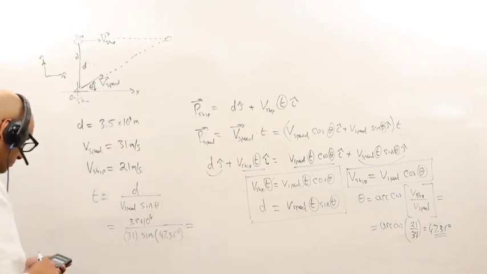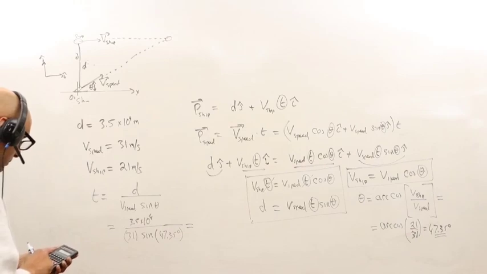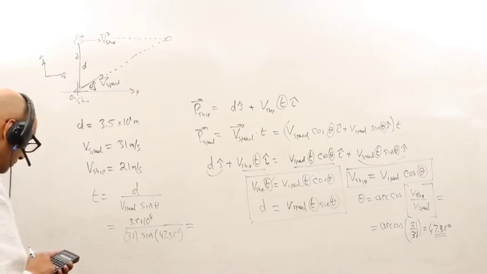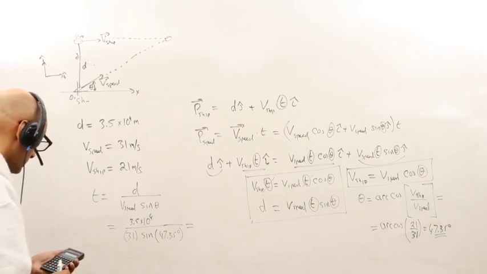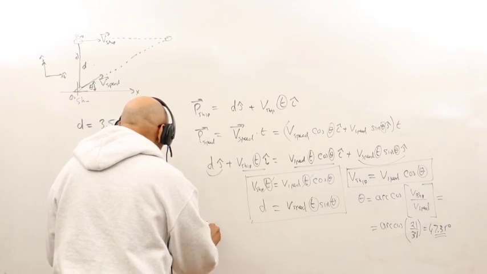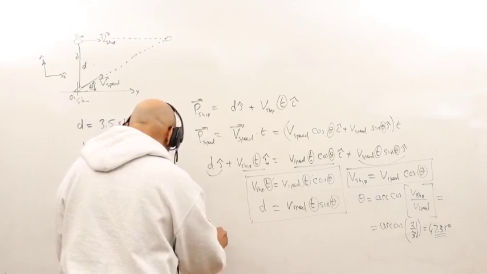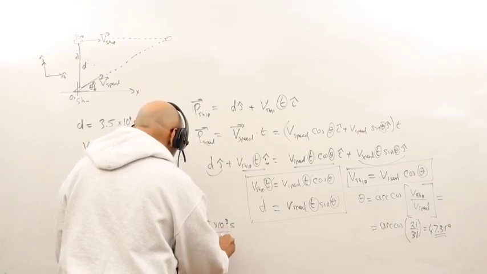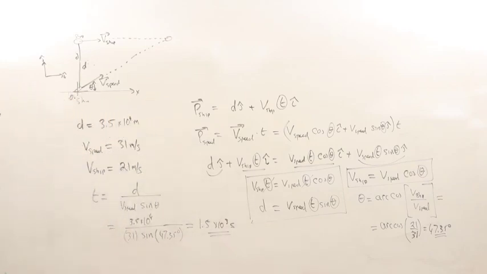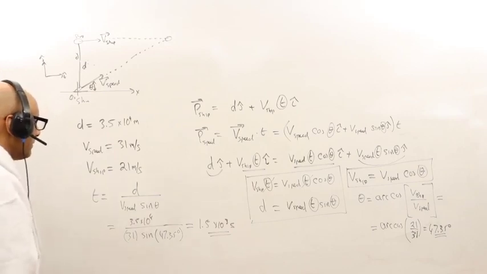So our time, plugging it in, 3.5 times 10 to the 4 divided by parentheses 31 multiplied by sine of 47.35 close parentheses equals. So I get the final answer that we require. So that has to be 1.5 times 10 to the 3 seconds. There's 3,600 seconds in an hour, so roughly about 25 minutes, 20 minutes around there to get there. So that's t.